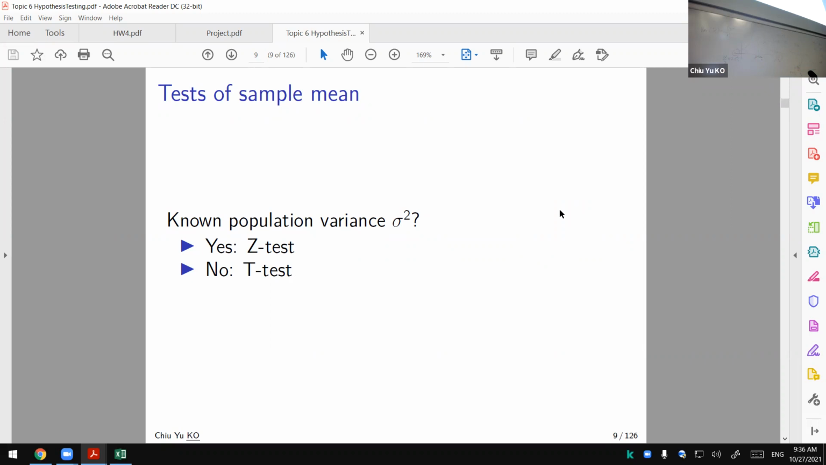I do remind you that z and t are very similar when n is big enough, and big is like more than 100. There's not much difference when you do z or t. But anyway, keep in mind they are different only because of whether you know sigma or not.